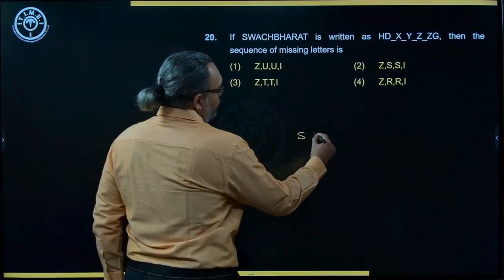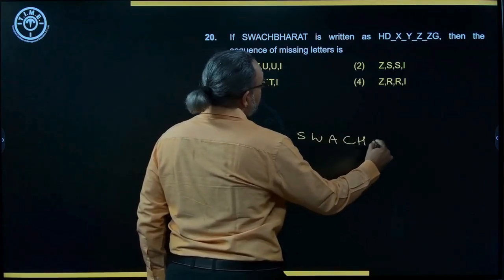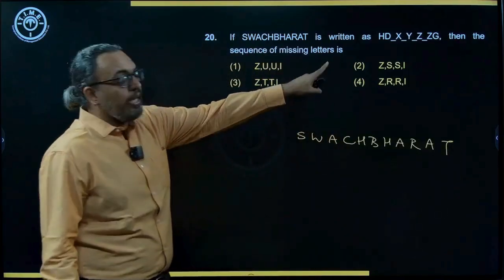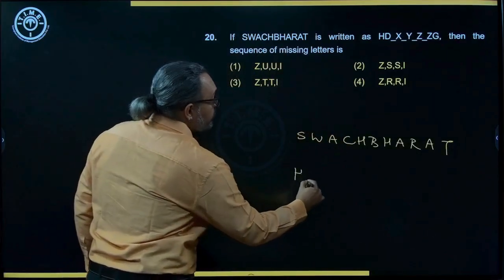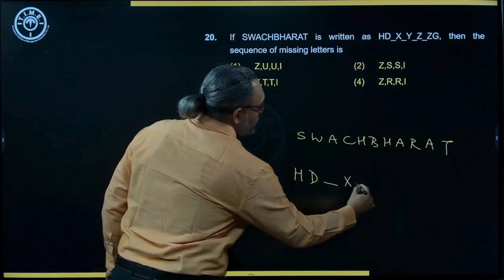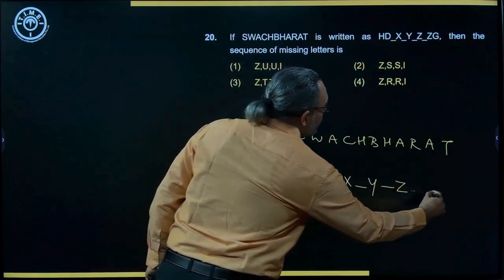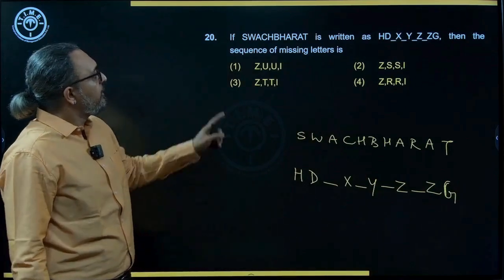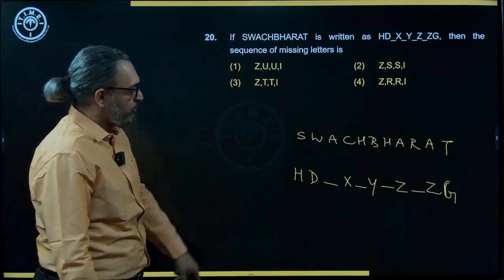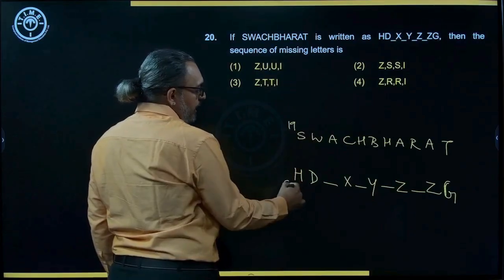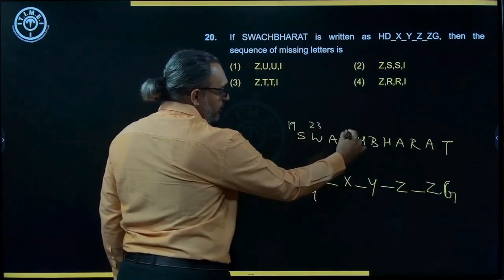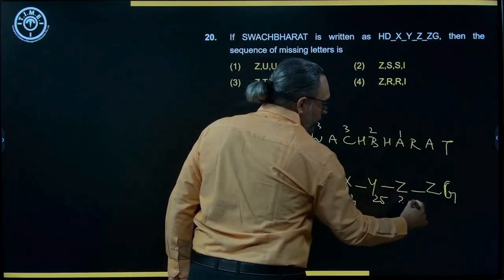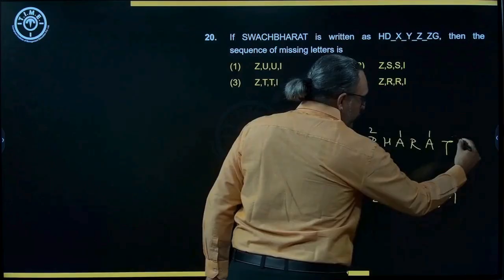Now we have, if Swachh Bharat is written as, he has given H, then D, then blank X, blank Y, blank Z, blank ZG. Then the sequence of missing letters is. Now if you observe carefully, this is 19 and 8, this is 23 and 4. If you look at these numbers, 3 and 24, this is 2 and 25, this is 1 and 26, again 1 and 26, this is 20 and 7.